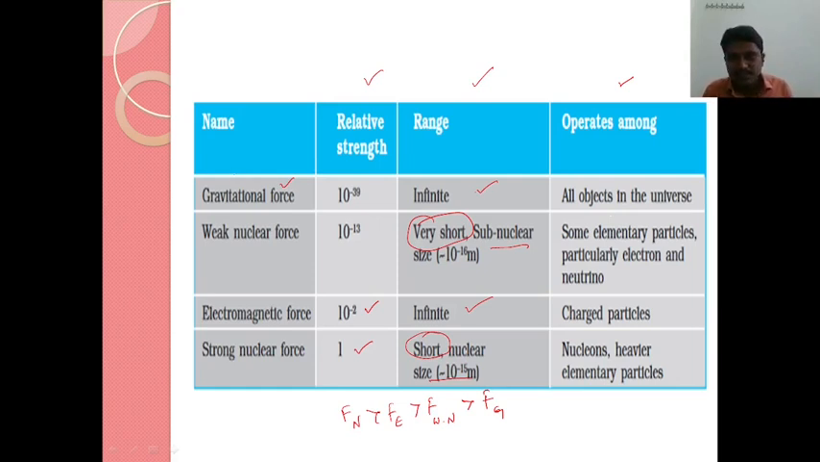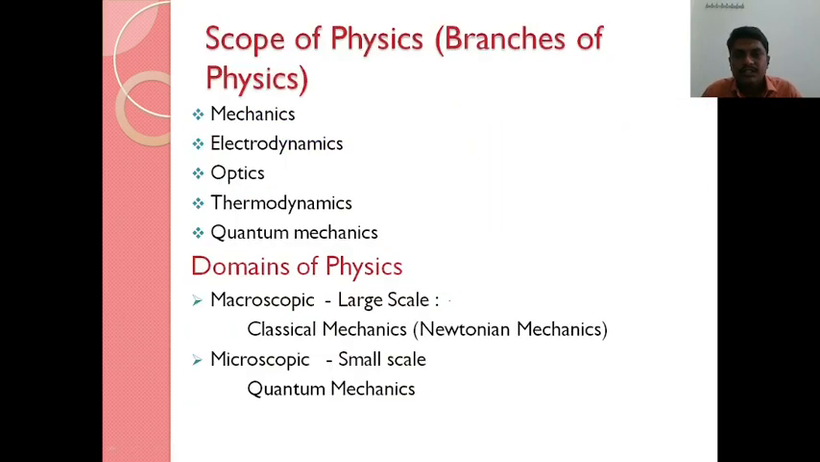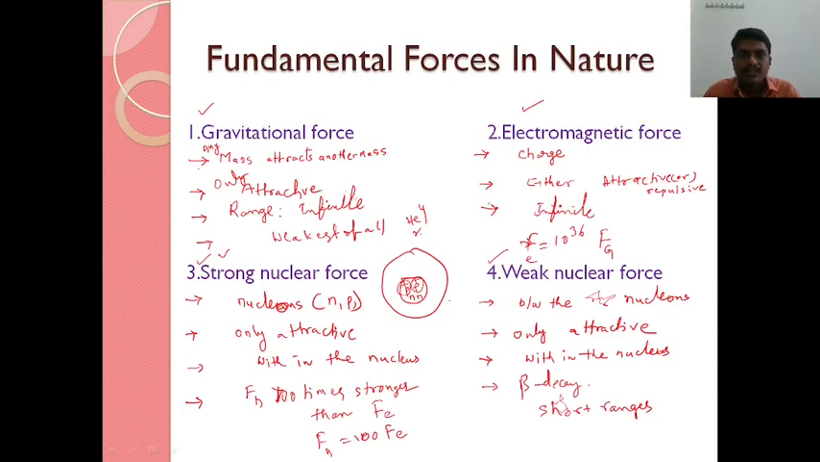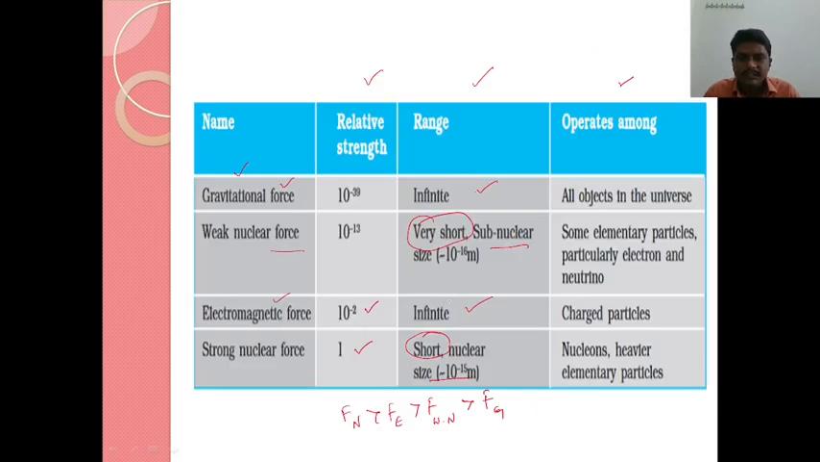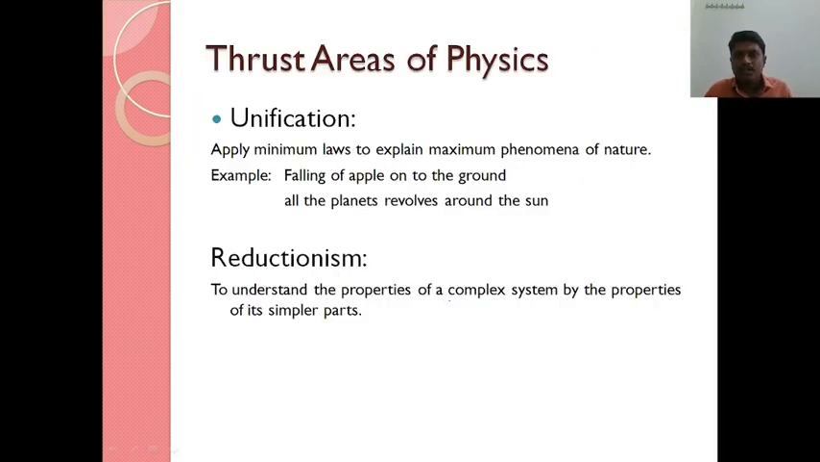For gravitational force there must be a mass, for electromagnetic force there must be a charge. The nuclear forces exist between the nucleons, neutrons and protons, within the nucleus only. So this is about the fundamental forces: gravitational force, electromagnetic force, strong nuclear force, weak nuclear force. And the last topic that I am going to discuss in this class.